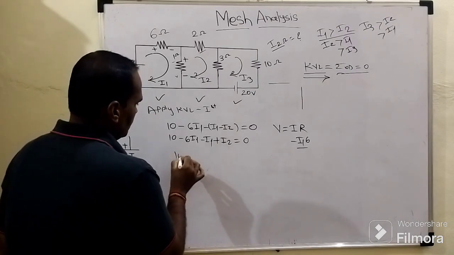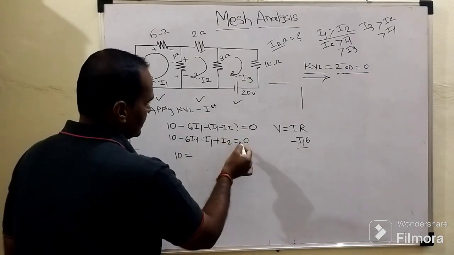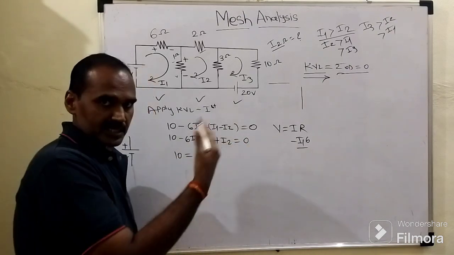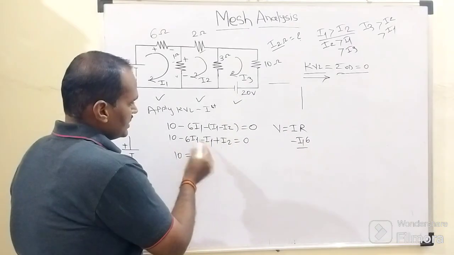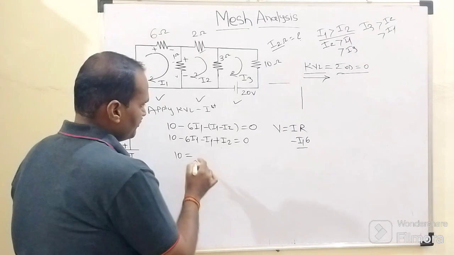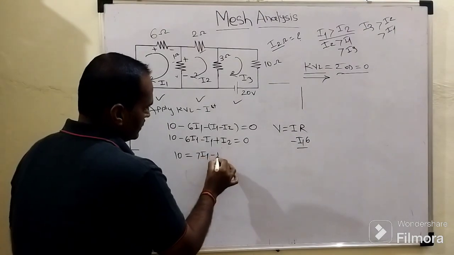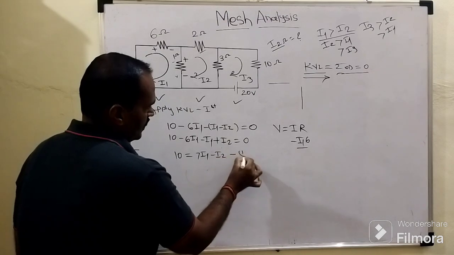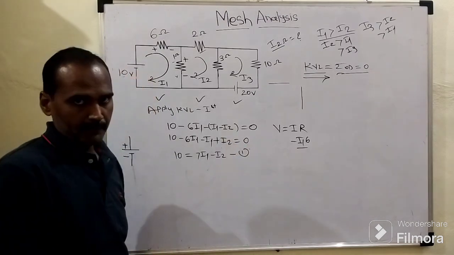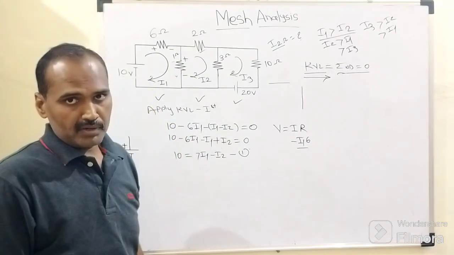So this equation will become 10 equals to, all these terms are being shifted to the right hand side of this assignment operator. As a result of shifting, minus 6 I1 minus I1 will become minus 7 I1 when it is shifted to the right hand side. So it will become plus 7 I1 minus I2. So this is our equation number 1, by applying the Kirchhoff voltage law to mesh number 1.